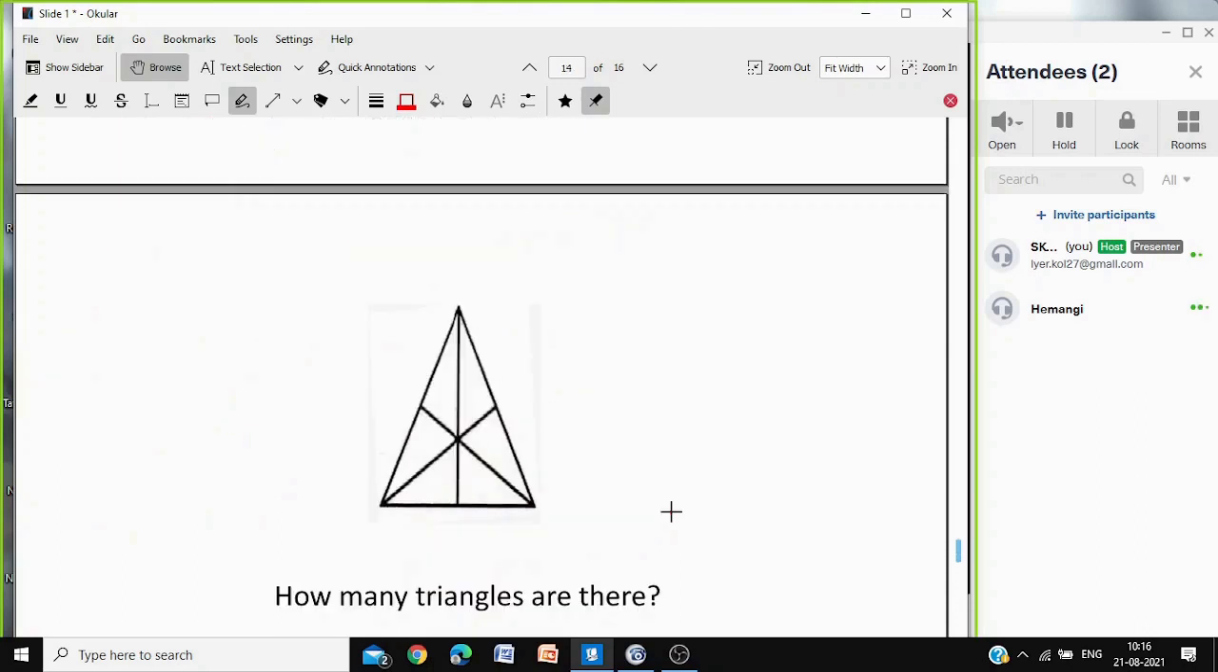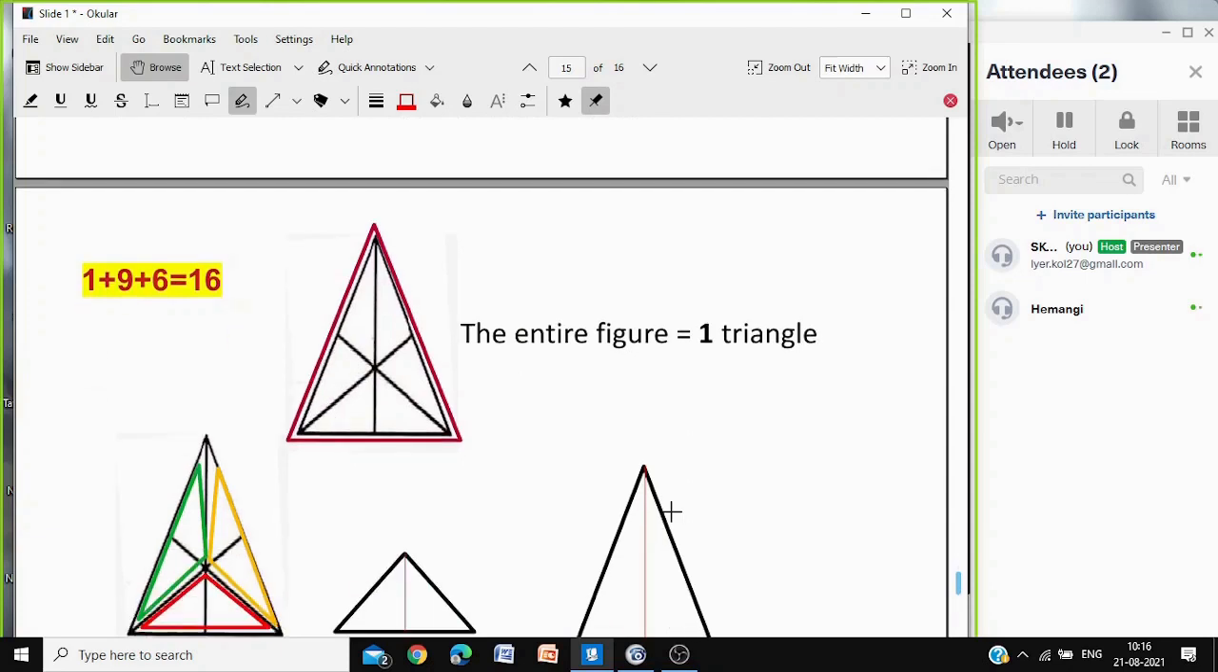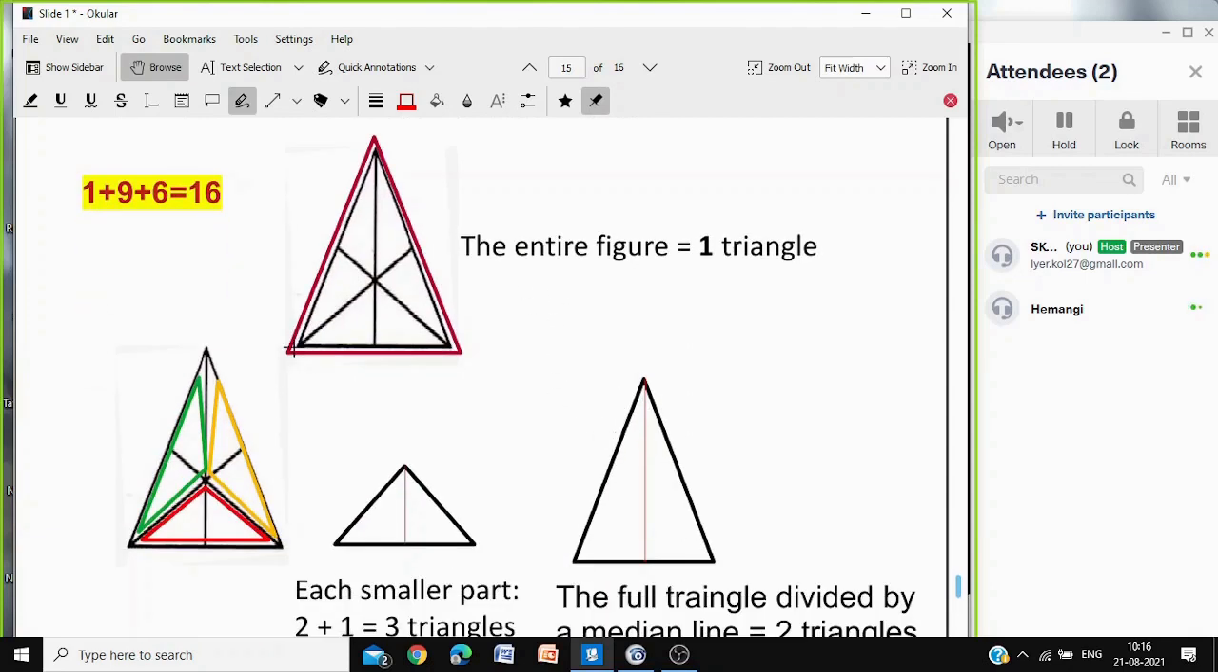Yes, sir. Now let us see how many triangles are here. In this one, how many triangles? Let us see. We will give the actual part by part and then we will give the shortcut. Now see, the entire figure is one triangle. If you take the whole, see the red outline. The red outline makes one triangle.